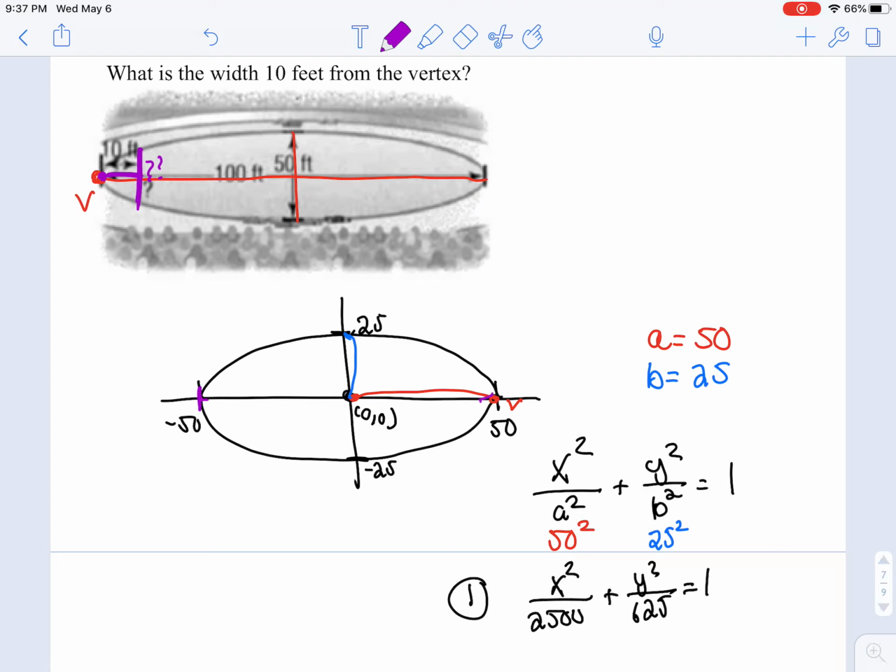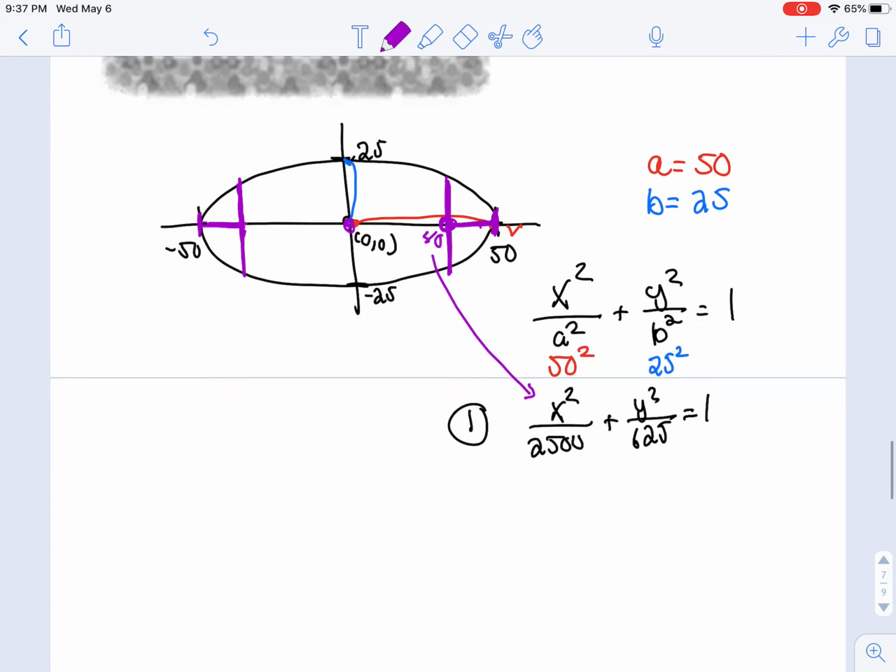If I go from one vertex, and it doesn't matter which vertex, and I go in 10 feet, I want to know what is the width at this point. Now keep in mind, let's go back to this vertex and do the same thing. If I go 10 feet away from that vertex, I want to know the width at this point. But where am I right here? Remember that it's 0 at the middle, and I went out to 50 feet. So if I back up 10 feet, this is at 40. What I know at this point is that I'm going to be plugging in an x value of 40.